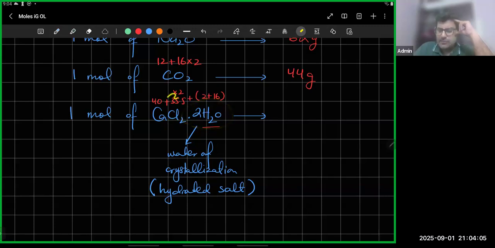So when you're calculating the molar mass, you're going to add that as well. So calcium is 40, Cl is 35.5 times 2, water is 18, and it's going to be twice. So you have to add it twice because there are two water molecules. What value are you getting? What's the molar mass for this?